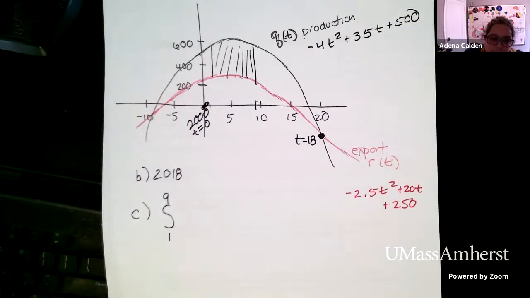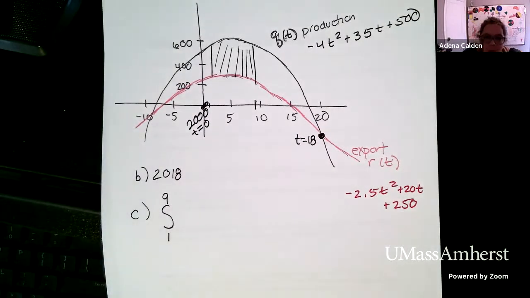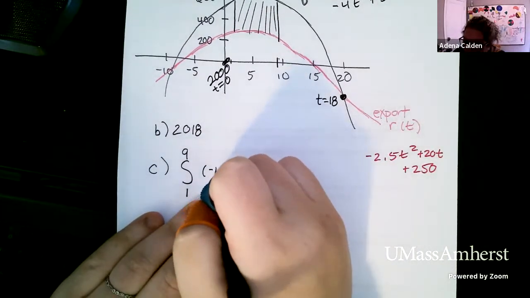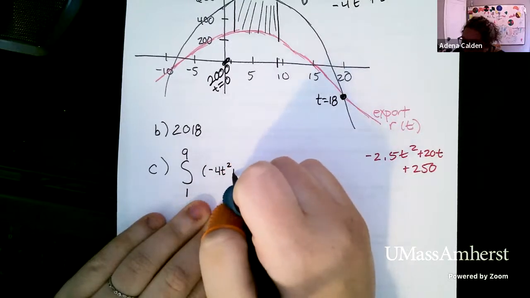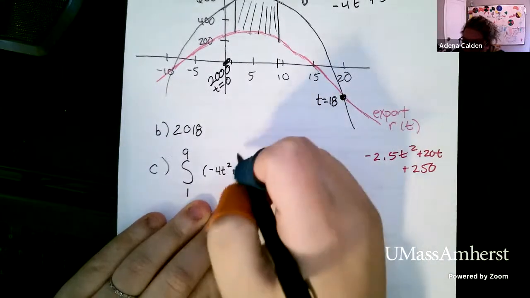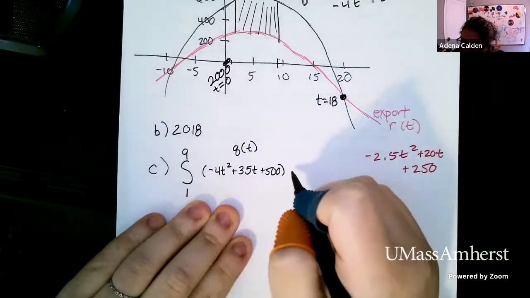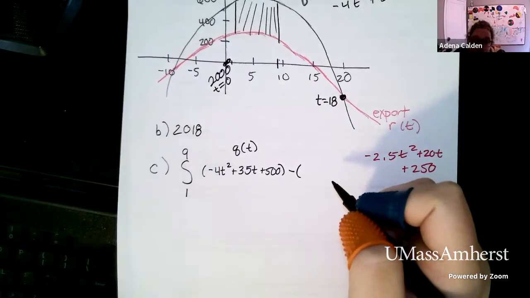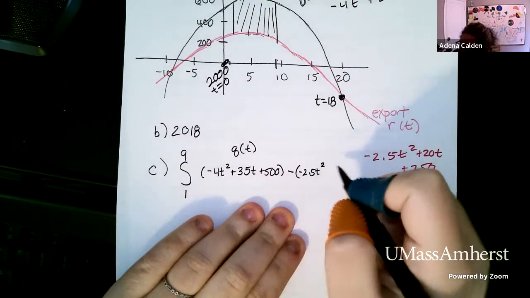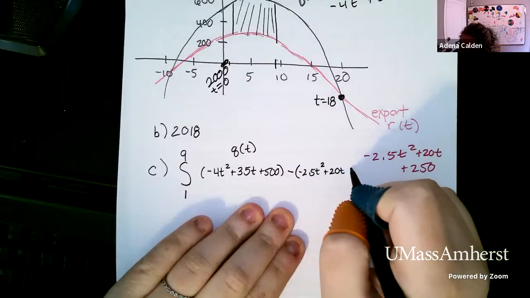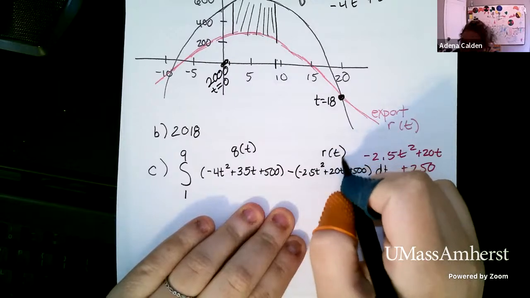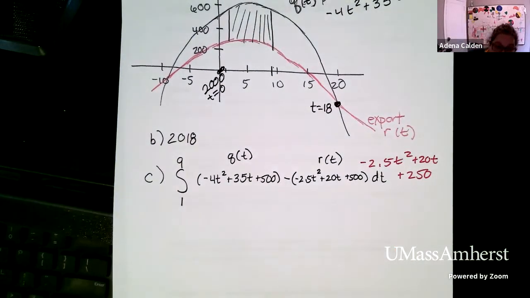From last time, we found out that if we want to find the area between curves, we're going to do top curve minus bottom curve. So what does that look like here? We have negative 4t squared plus 35t plus 500. That's our top curve. Minus, and again, you want to use parentheses because we have more than one term, negative 2.5t squared plus 20t plus 500 dt. Okay, and this is the bottom curve, which is our exportation.